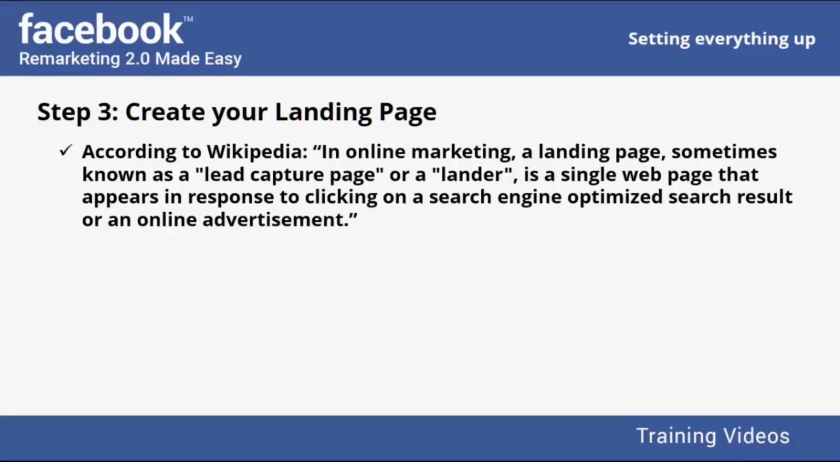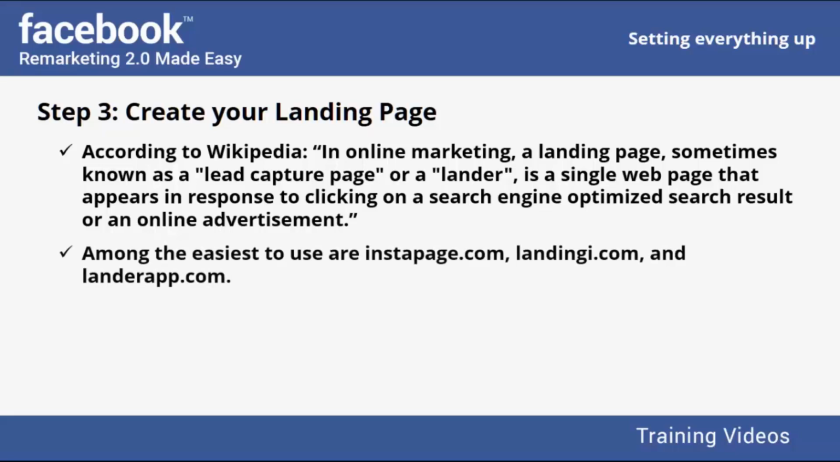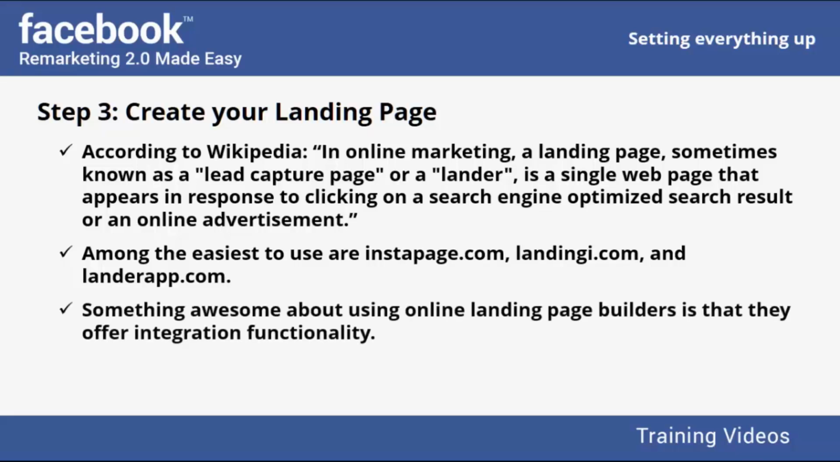advertisement. If you Google landing page builders, you'll find all kinds of awesome services, so you can easily set up your landing page. Among the easiest to use are Instapage.com, LandingGI.com, and LanderApp.com. Something awesome about using online landing page builders is that they offer integration functionality. It means you can integrate your autoresponder of choice, so you don't have to mess around with the opt-in code, which sometimes can be complicated.